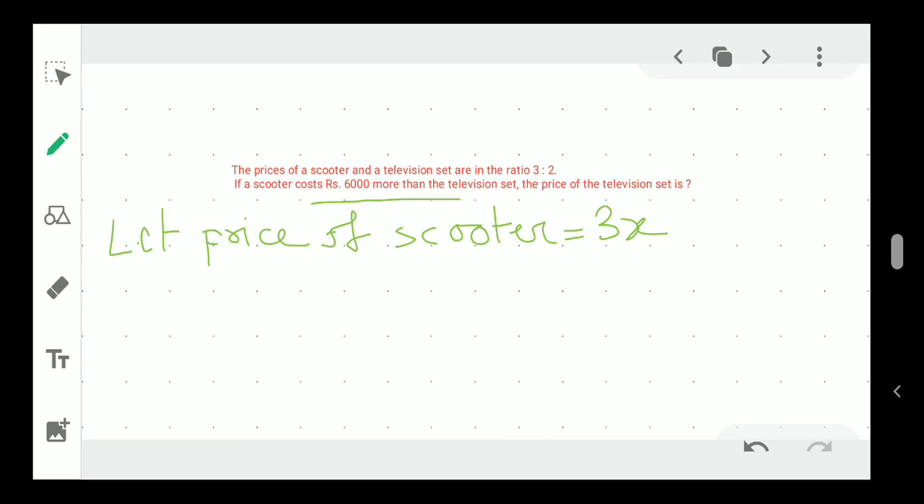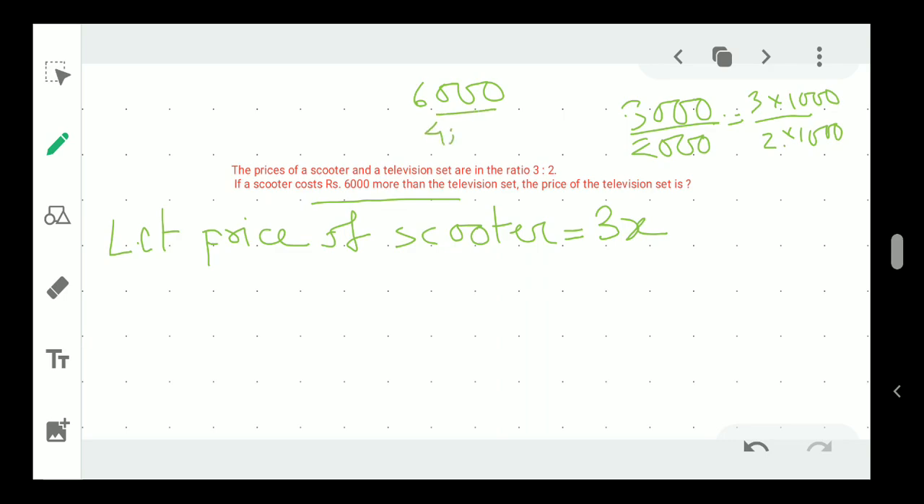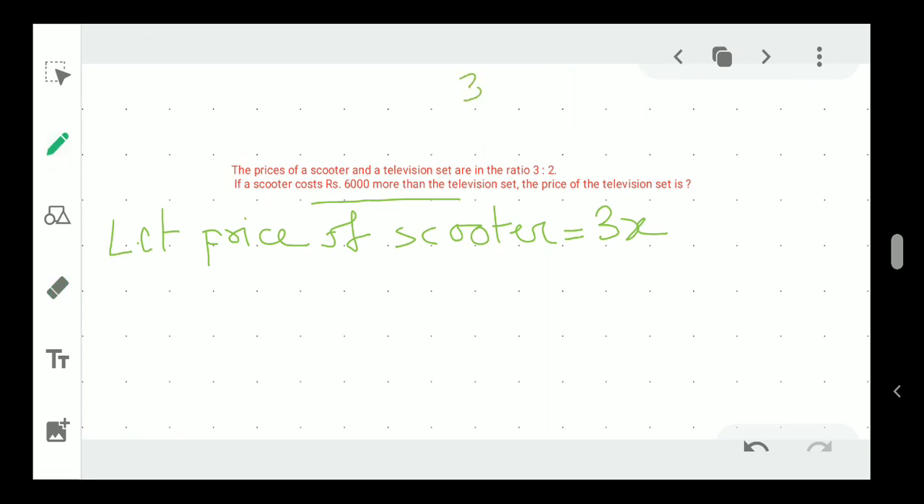That means if it would be some big quantities, let's say it can be 3,000 and 2,000 even. So in that case 1,000 will be multiplied to it. That means 3 into 1,000 and 2 into 1,000. It can be also 6,000 by 4,000. In that case also the ratio will come the same, that is 3:2. So anything can be multiplied with it. So we will think that x is being multiplied with 3 and 2. So we can say that 3 and 2 is being multiplied with x.